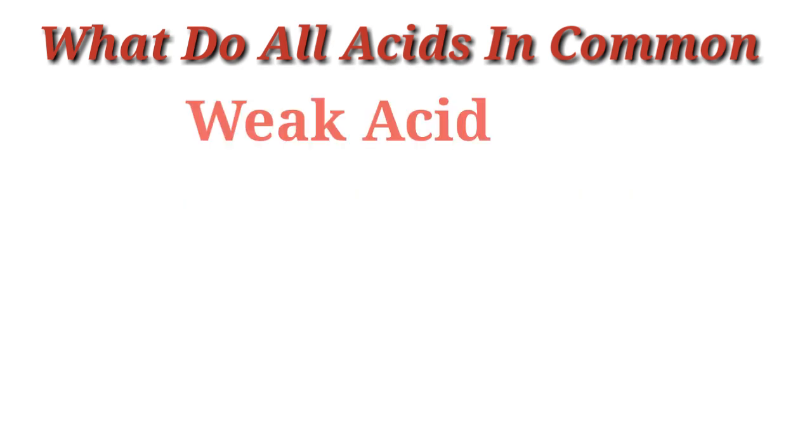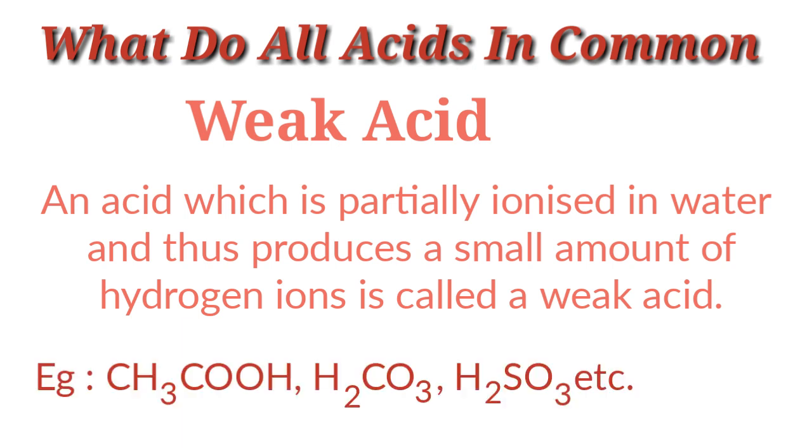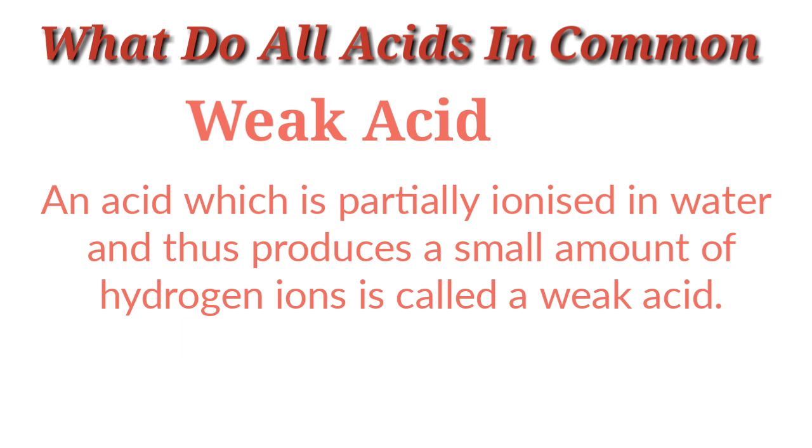Weak acids. An acid which is partially ionized in water and thus produces a small amount of hydrogen ions is called a weak acid. Acetic acid, carbonic acid, sulfurous acid, etc. are examples. Due to the small amount of hydrogen ions present in weak acids, they react quite slowly with other substances. Weak acids have low electrical conductivity because of the low concentration of hydrogen ion in them.